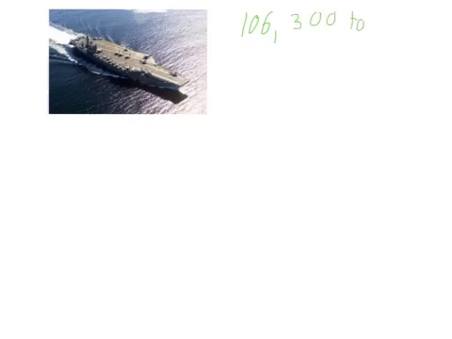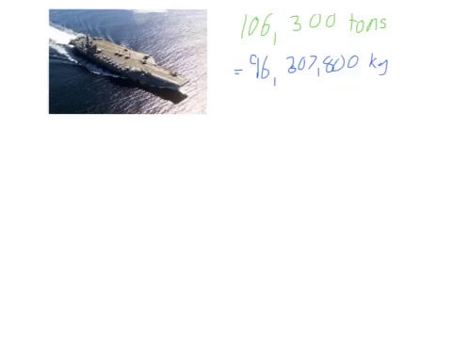106,300 tons. Now that's the weight of the water displaced by the aircraft carrier, which also then tells us the weight of the carrier itself. So a quick conversion will tell us that that is equal to 96,307,800 kilograms. And so that's the mass of the boat that's underwater.